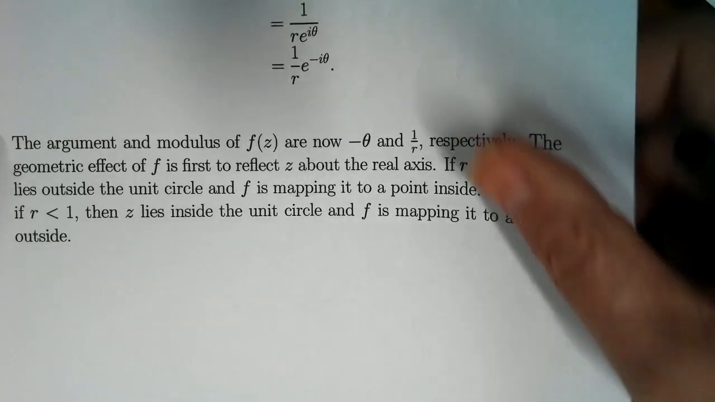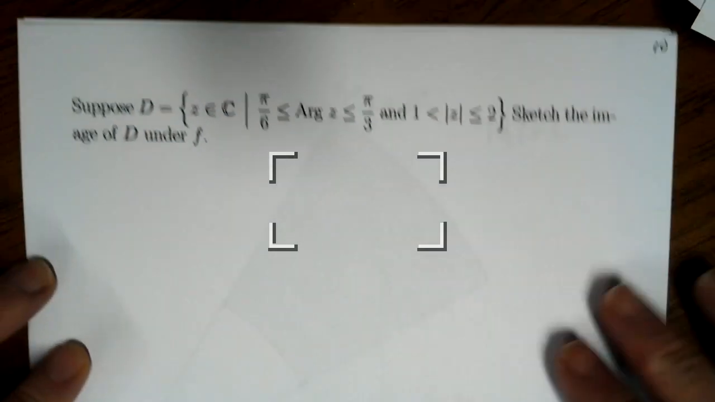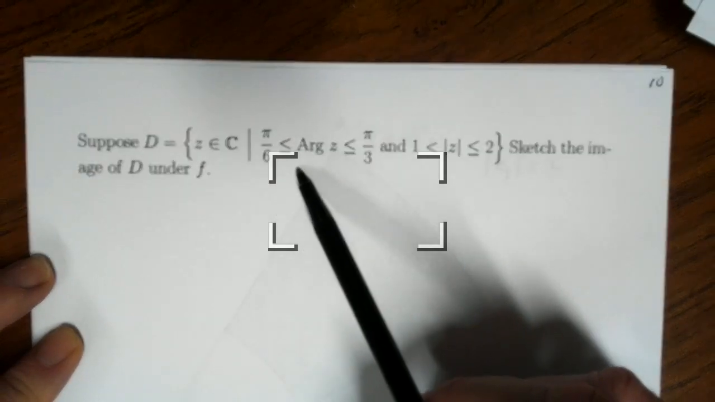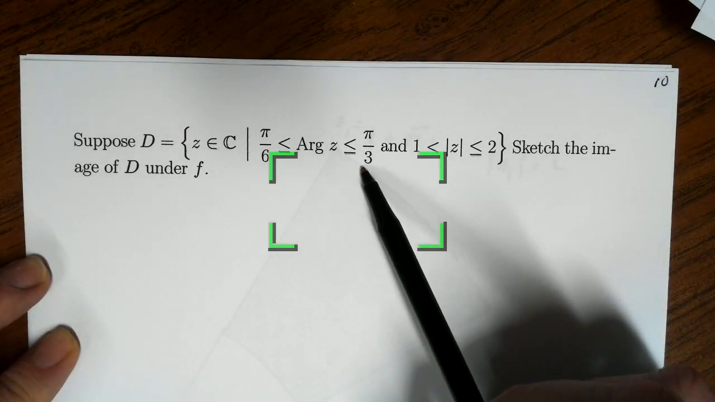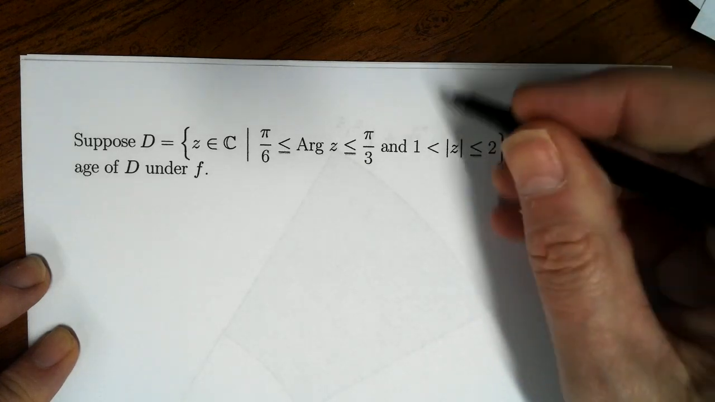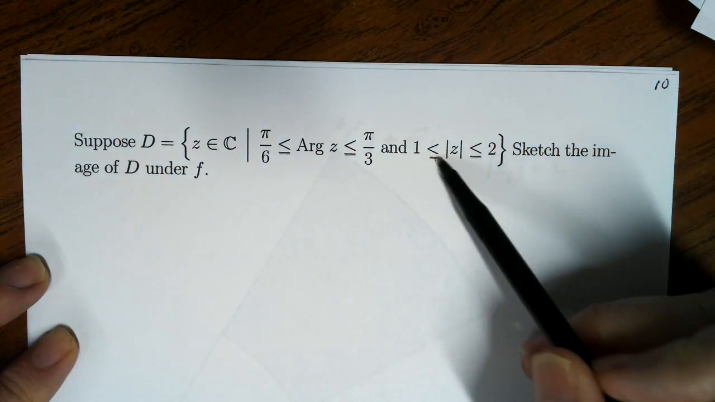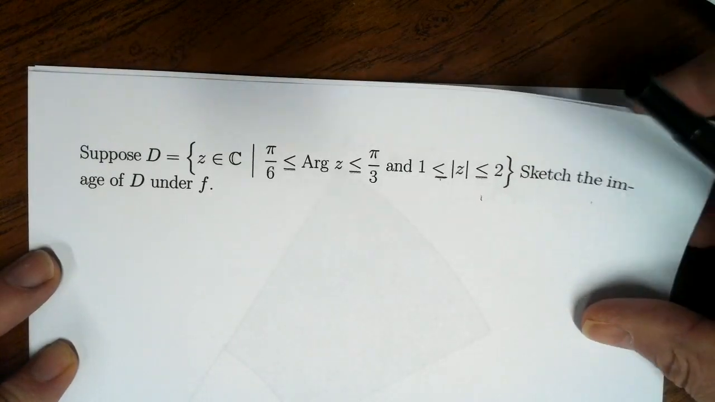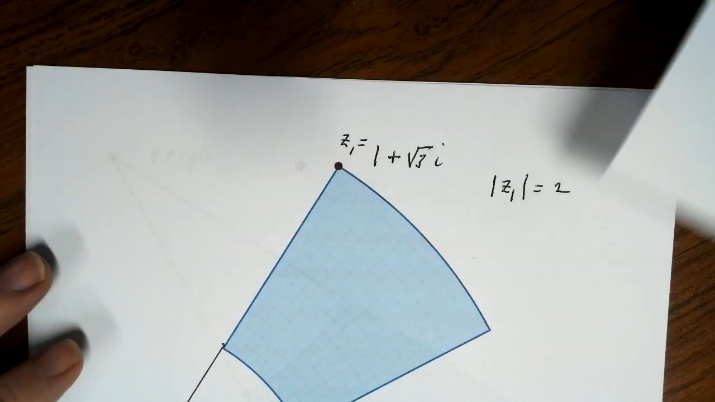So let's go back and take a look at the same region. This is a sector, the complex numbers where the argument is between pi over 6 and pi over 3, and the modulus of z is greater than or equal to 1 and less than or equal to 2. What we want to do is sketch the image of D under f.